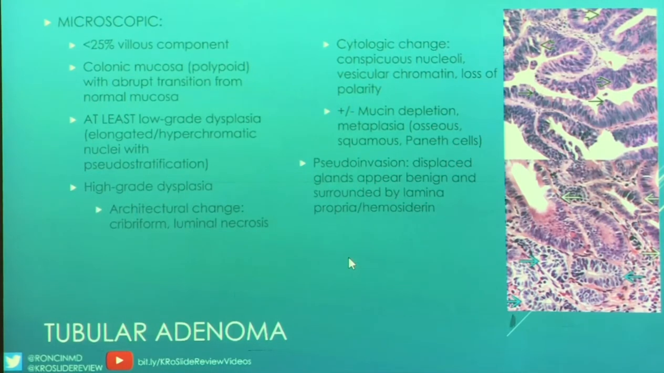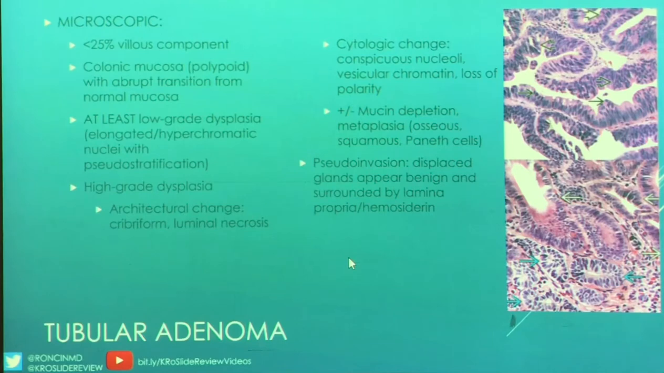So mucin depletion, we already talked about that. You can also see a lot of different metaplasia. Osseous, squamous, as well as Paneth cell metaplasia are the most common. Again, Paneth cells are only really considered important metaplasia once you're past the mid-transverse colon. Okay, they're totally normal to see in the right colon and the beginning of the transverse colon. But if you're seeing that in the sigmoid colon, that's unusual. All right, again, a feature of chronicity.